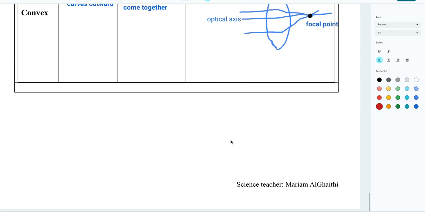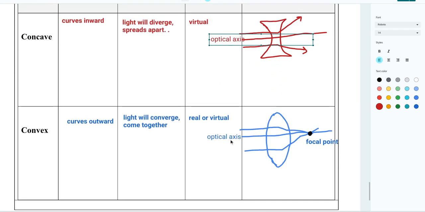Okay, so that brings us to the end of this video. Again, I'll add videos about concave and convex lenses to the list of videos. Hopefully you find this helpful.